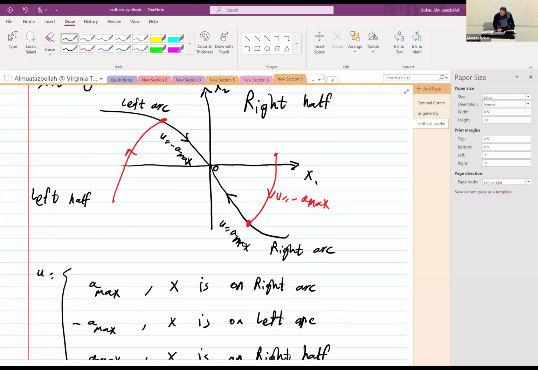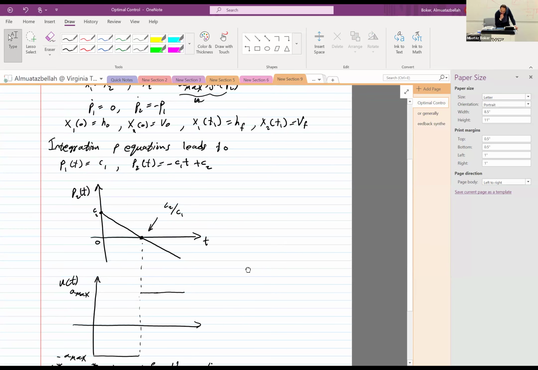Can you repeat your question again, Jacob? I'm sorry. Yeah, I guess just when do you switch? And I think you answered it. It's when P crosses zero. Yes, P is defined by C1 t plus C2. Exactly. Yes.